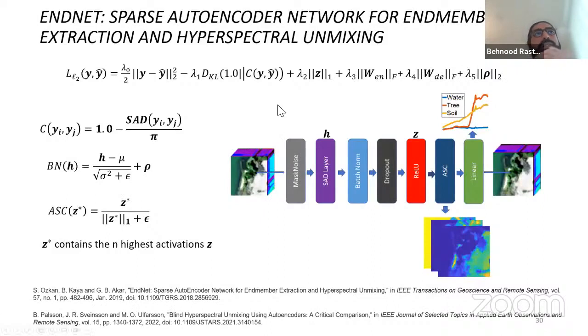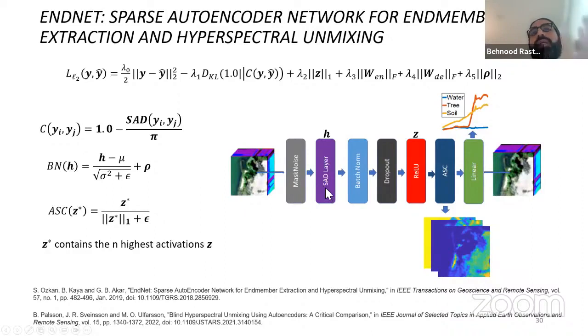Okay, so let's talk about the first algorithm proposed in this paper, called the sparse stacked autoencoder network for endmember extraction and hyperspectral unmixing. They use a kind of mask noise layer. This network is very customized. They have their own customized layers. They use a mask noise, which basically adds Gaussian noise, and then uses dropout after that.